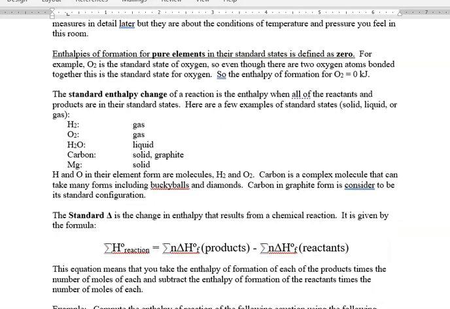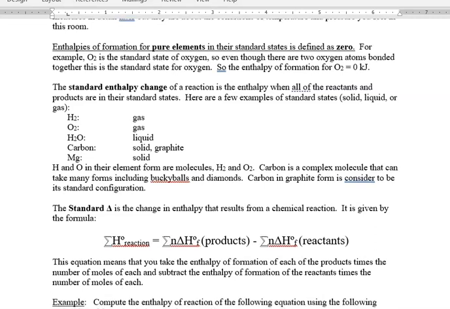Enthalpies of formation for pure elements in their standard states is defined as 0. We just said that for oxygen. For example, O2 is the standard state of oxygen, so even though there are 2 oxygen atoms bonded together, this is the standard state for oxygen. So enthalpy of formation for O2 is 0.